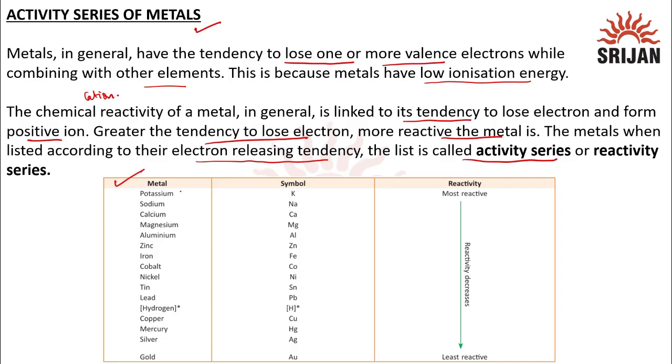You can see here some metals arranged according to their reactivity. The topmost position is held by potassium and sodium, which are very reactive because they only have one electron in their outermost shell, and the least reactive is gold. So this is the reactivity series of metals.